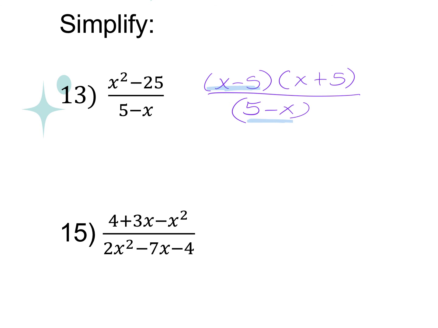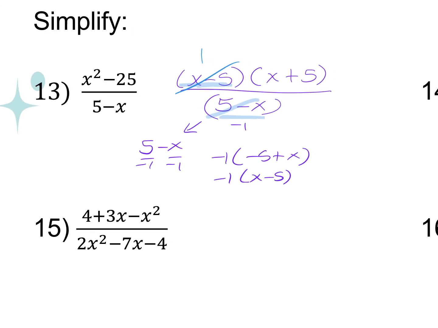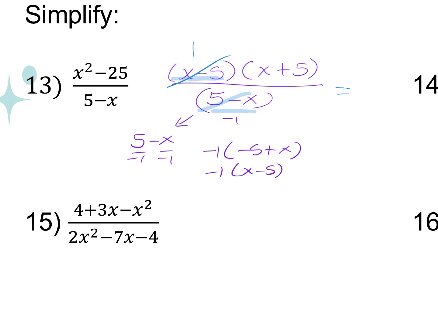So what I can do in my denominator is pull out the GCF, because remember I can divide 5 minus x by -1. And then it looks like -5 plus x. And then if I flip it around, it now is going to look like the top. So what I'm going to do is change this to a -1, this to a +1, and now multiply what remains. So now I end up with x plus 5 over -1.